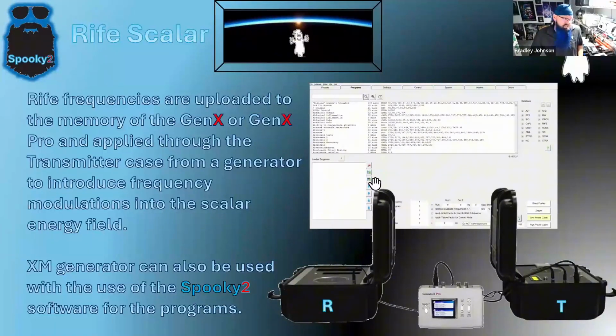However, just as you can see here on the screen, the XM generator can also be used, but you do need to be aware of the fact, obviously, that when hooked up to the XM generator, you're going to need to be connected to the Spooky2 software and a laptop. So we're going to have to make sure that all that is clear of your field as we set it up, but it is a possibility of bringing in frequencies from the Spooky2 software using an XM generator as well as a Gen X or Gen X Pro.